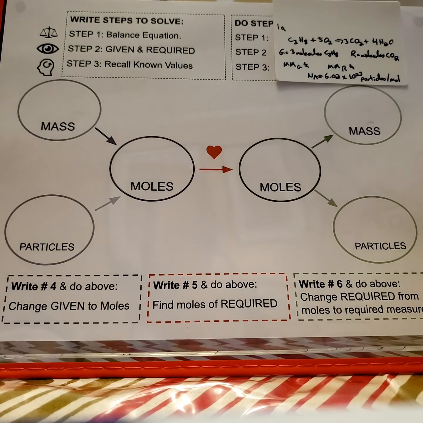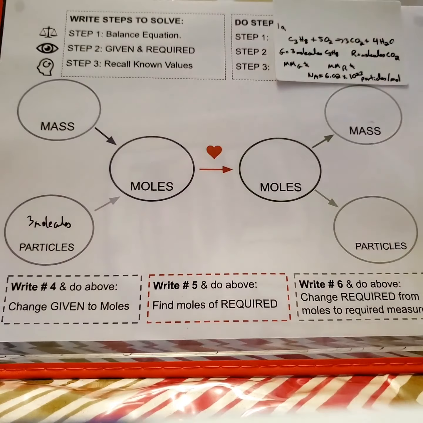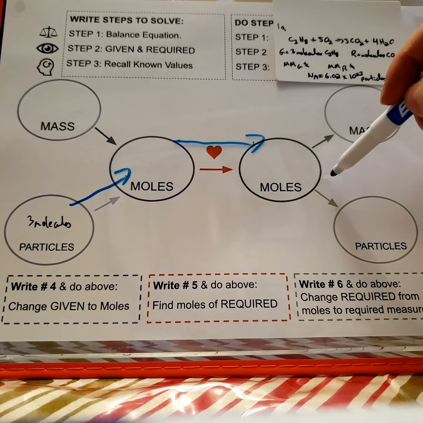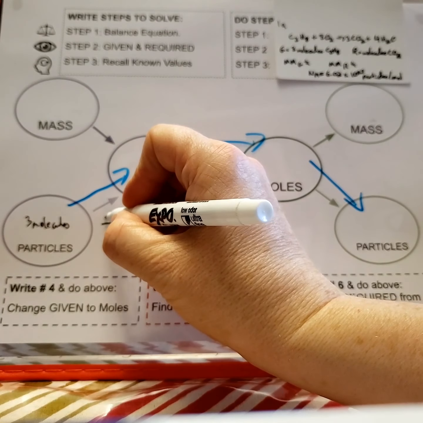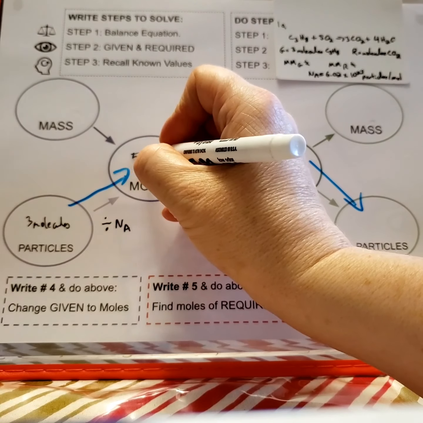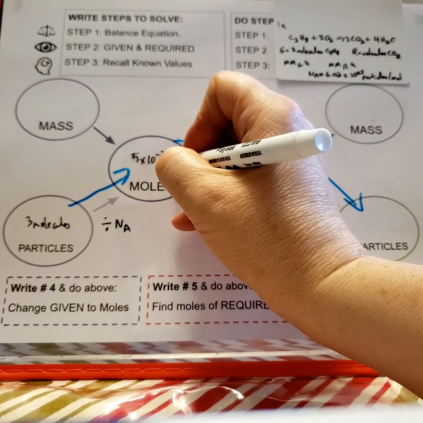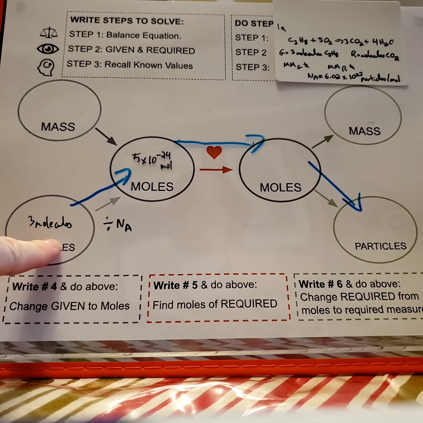All right, so we have 3 molecules of our given. Okay, and let's identify our root. We need to go through the mole and get back to particles. So 3 molecules. I'm not going to write out the whole number, but to get from molecules to moles, divide by Avogadro's number, and we're going to get 5 times 10 to the negative 24 moles.